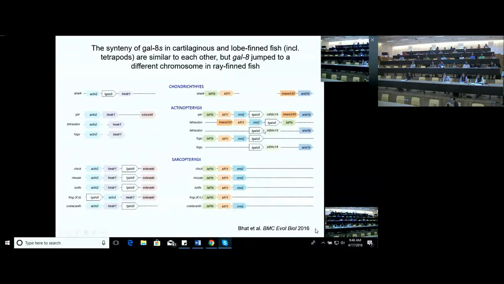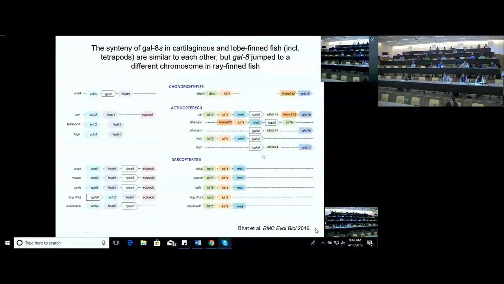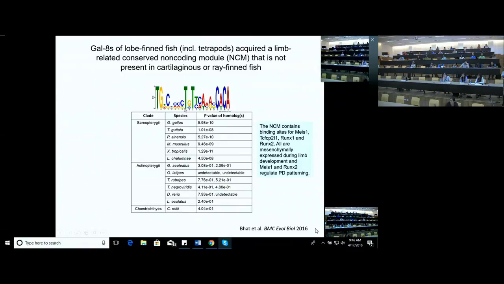So there was a jump of galectin-8. And remember, galectin-8 is the inhibitory galectin. It's the one that interacts with galectin-1 to restrict its spread. Now, in addition, if we just consider these lobe-finned fish, the lobe-finned fish have acquired a conserved non-coding module that is not present in cartilaginous or ray-finned fish.